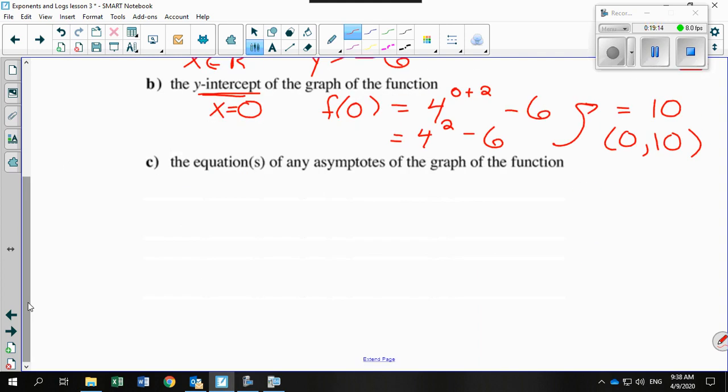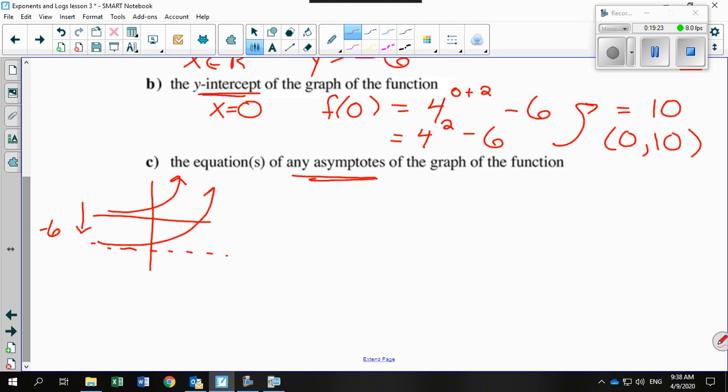Now, a horizontal asymptote, an equation. Well, remember, originally it was here, but I moved it down 6. So now it's here. And so I'm going to get y equals -6.